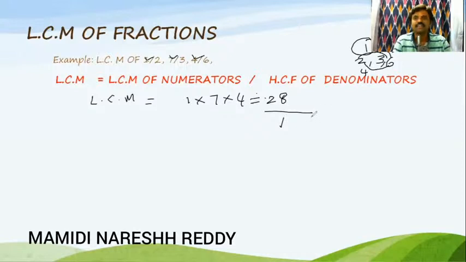Got the point? It is the most excellent and easiest technique to find the LCM of fractions. In simple words, the LCM of fractions is nothing but the LCM of numerators by the HCF of denominators. The final answer is 28 by 1. That's all for this lesson. Let's go to the HCF of the fractions.